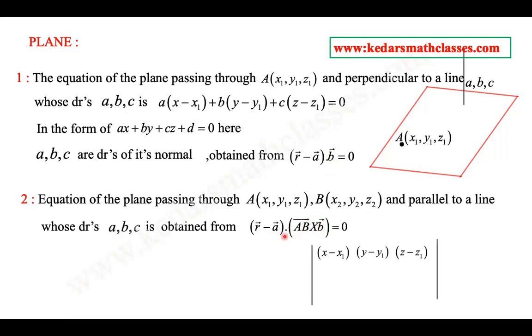That is the same as, in determinant form, r minus A. This is a scalar triple product of these three vectors. R minus A means x minus x1, y minus y1, z minus z1. AB means x2 minus x1, y2 minus y1, z2 minus z1. And vector b is a, b, c. Expand it and equate it to 0. This equation becomes a linear equation in x, y, z. This represents the plane passing through 2 points A and B and parallel to a line whose DRs are a, b, c.